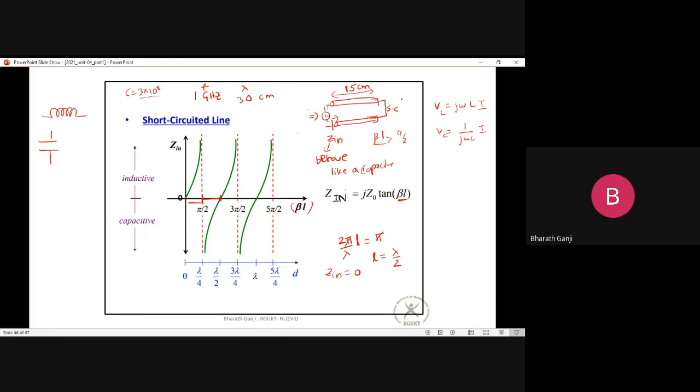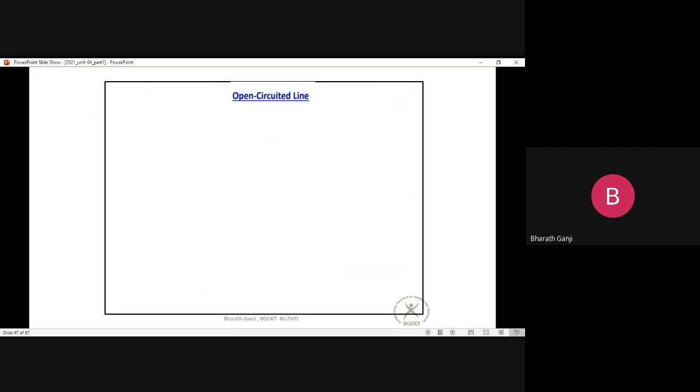So you can see that by changing the length of the line, I can get different values of impedances here. There is another interesting property regarding this. We'll talk about it in the coming slides. But let me go with another example.